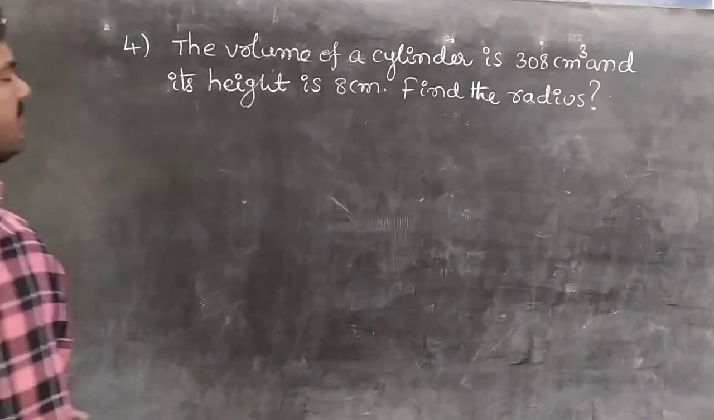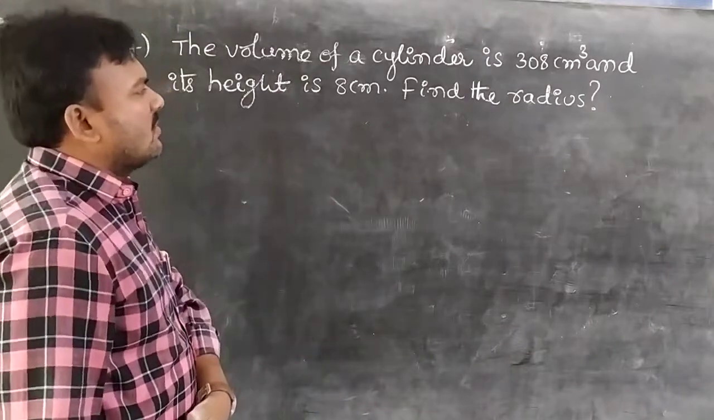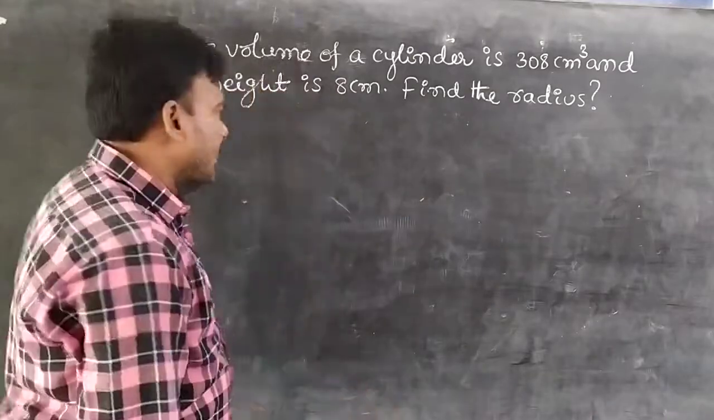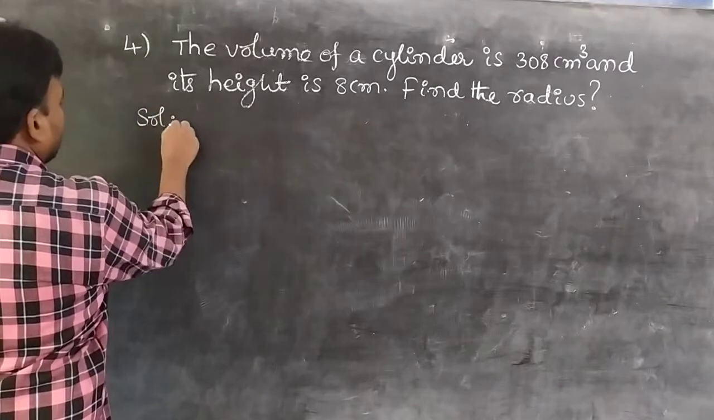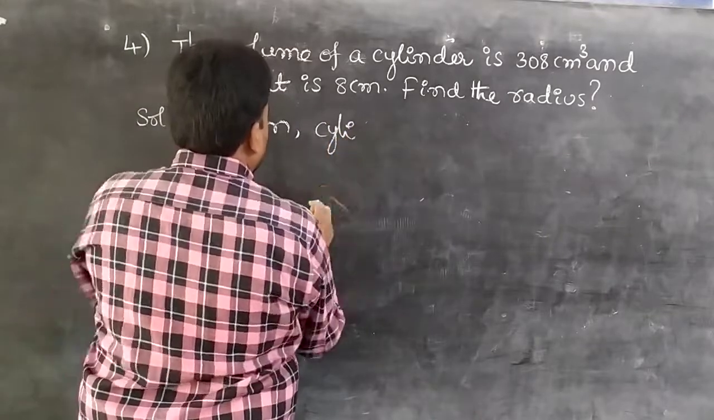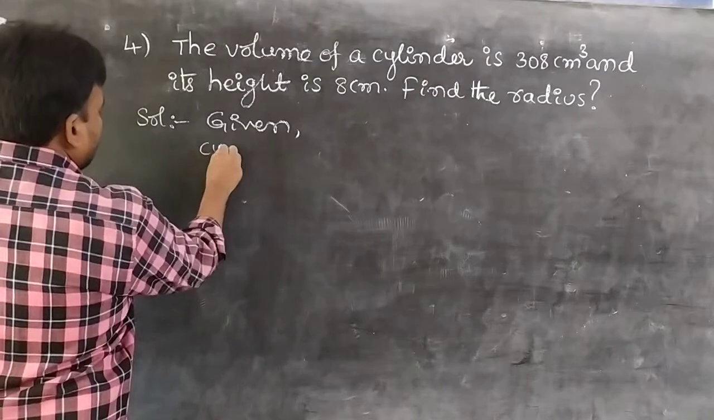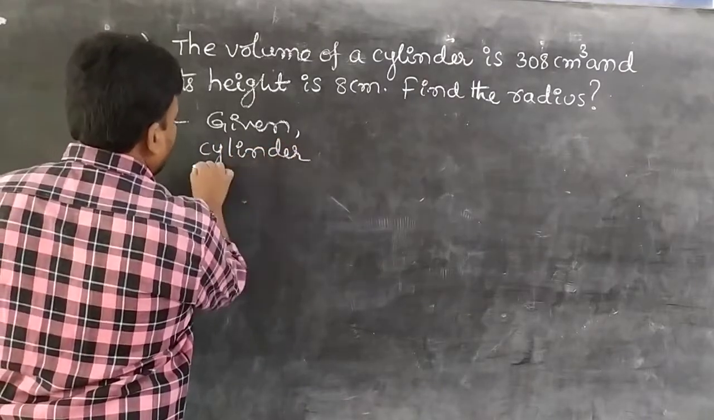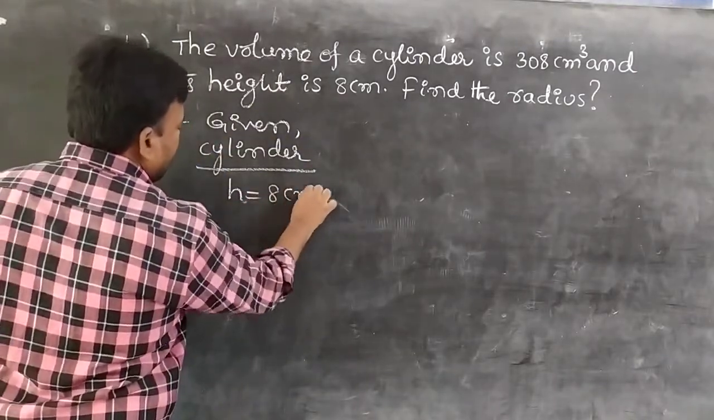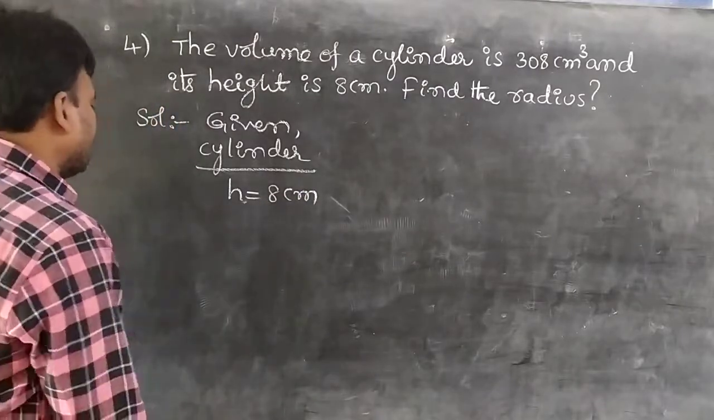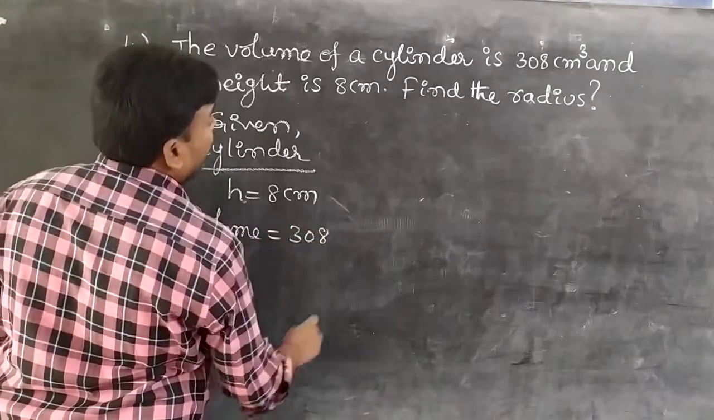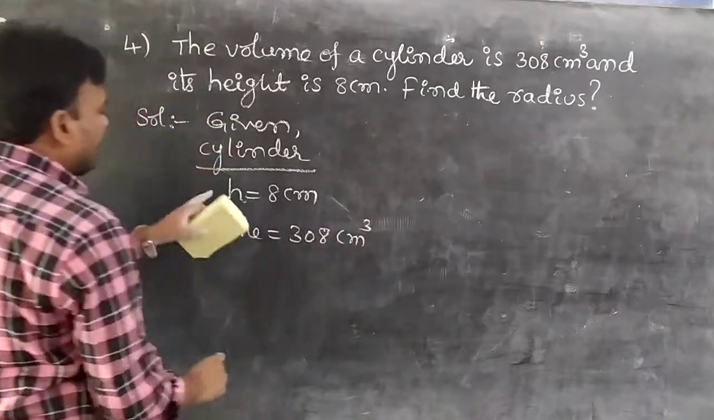Right. So analyze the problem carefully, students. The volume of a cylinder is 308 cubic centimeters and its height is 8 centimeters. Then find the radius. So observe the solution, students. Solution given. Cylinder. What is given first of all? Height, students: h equal to 8 centimeters. Then volume. How much is given? 308 cubic centimeters.